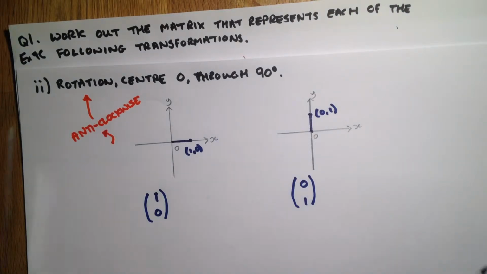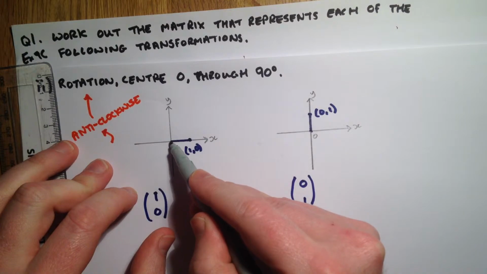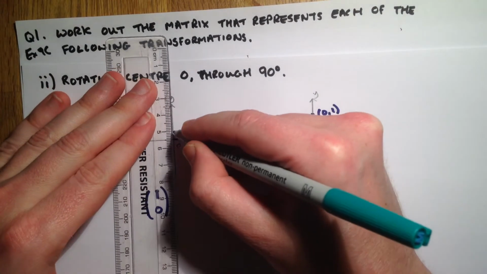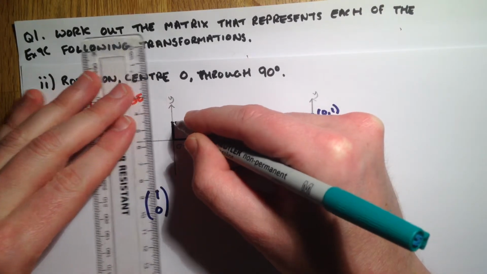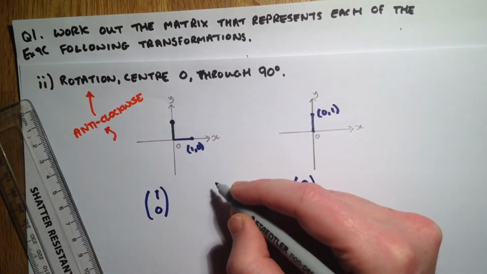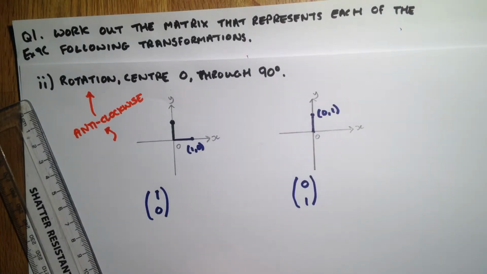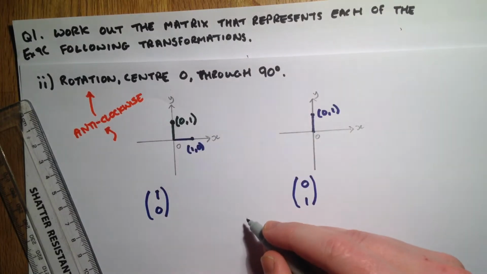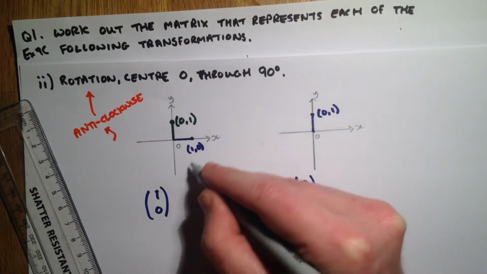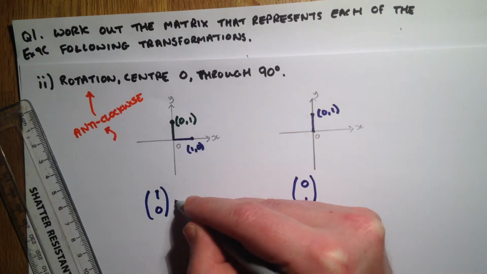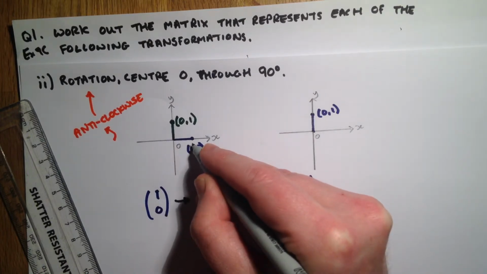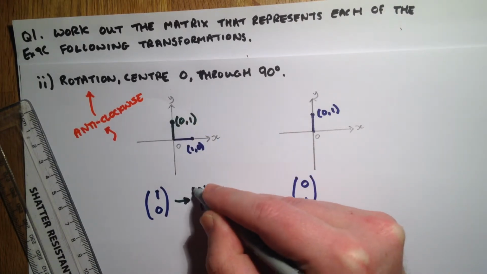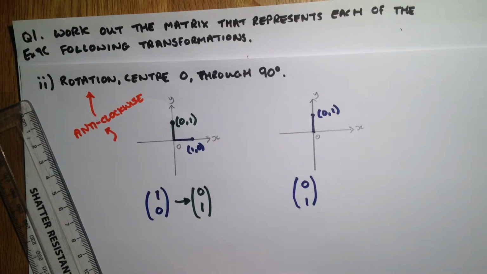So 90 degrees. So this point here is going to stay the same. This is going to go that way 90 degrees. So it's going to end up here. And that is going to be the coordinate 0, 1. So what we do is we transfer that down to here. This vector here, this 1, 0, has become 0, 1. And that's the first part of our question solved.